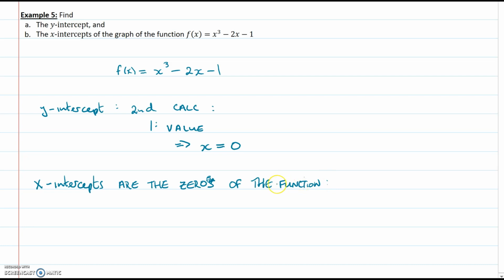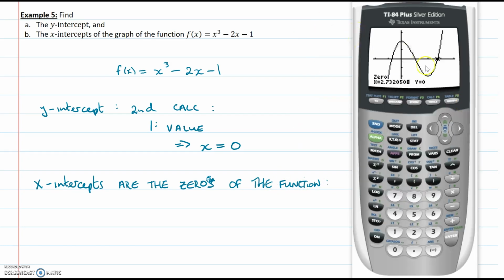Okay, so the zeros of the function, we know how to do zeros. Okay, we've been doing zeros recently. So let's clear anything that was on our calculator previously and clear that as well. Now, the function this time is going to be x cubed minus 2x minus 1. Okay, so that's our function, and we can graph it. So zoom 6 is the best way to graph it. Okay, and that's what our function looks like.